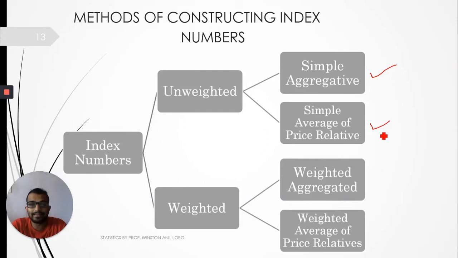The second method is the average of price relative. That means for every number we have to take the price relative, P1 by P0 into 100, and then take the average. We will do that later in the sum, don't you worry now. Next is the weighted index number. In weighted, we have two types: weighted aggregative and weighted average of price relative. Same thing, students; the only difference is that predetermined weights are given, and there are different formulas given by different people. So these are the methods of constructing index numbers.